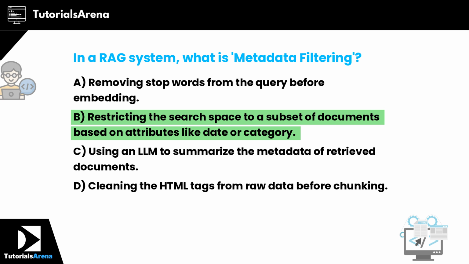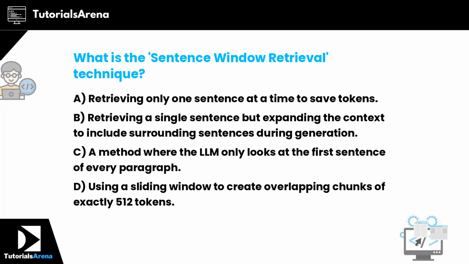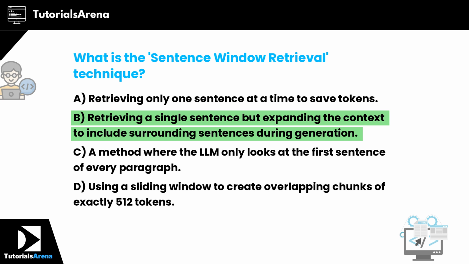What is the sentence window retrieval technique? The correct answer is option B, retrieving a single sentence, but expanding the context to include surrounding sentences during generation.